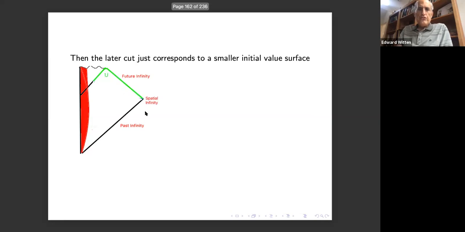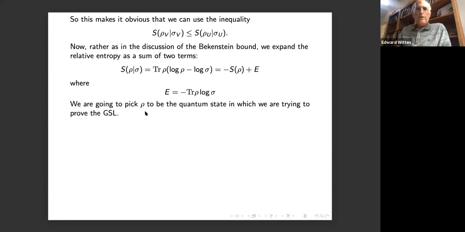And then the later cut is literally just a smaller initial value surface. Here's U cut in this new way, and here's V. So U is simply, in this sense, a smaller initial value surface to which we can apply the inequality of monotonicity of relative entropy.